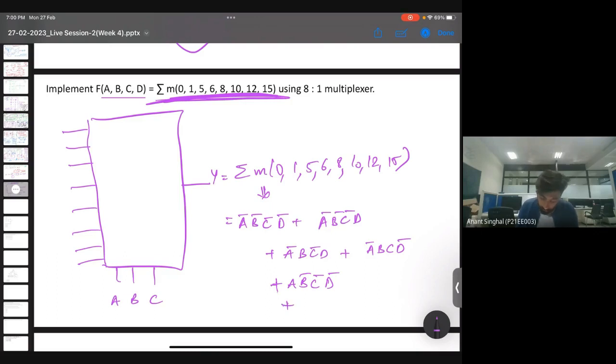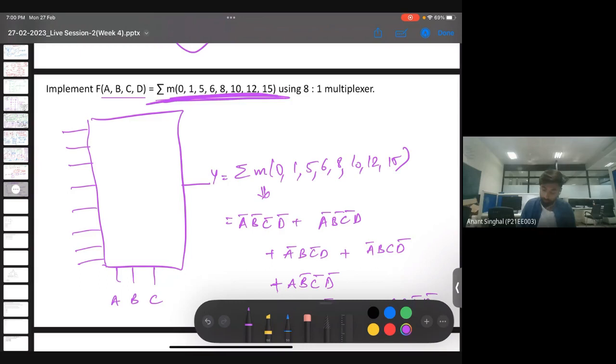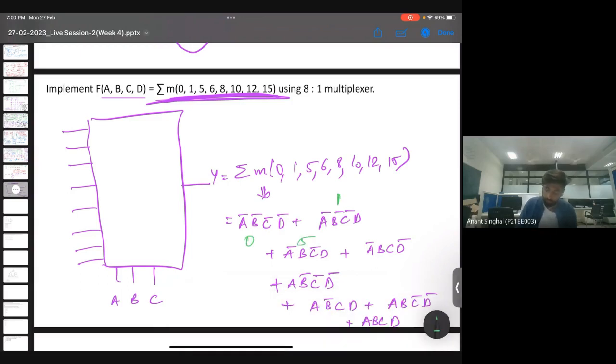Then for 10 we have A, B bar, C, D. Then for 12 we have A, B, C bar, D bar. And for 15 we have A, B, C, D. Is it clear, all the terms that I have written? This is 0, this is 1, this is 5, this is 6. Anyone please confirm that I have written all of them correctly. 8, this is 10, this is 12, and this is 15.